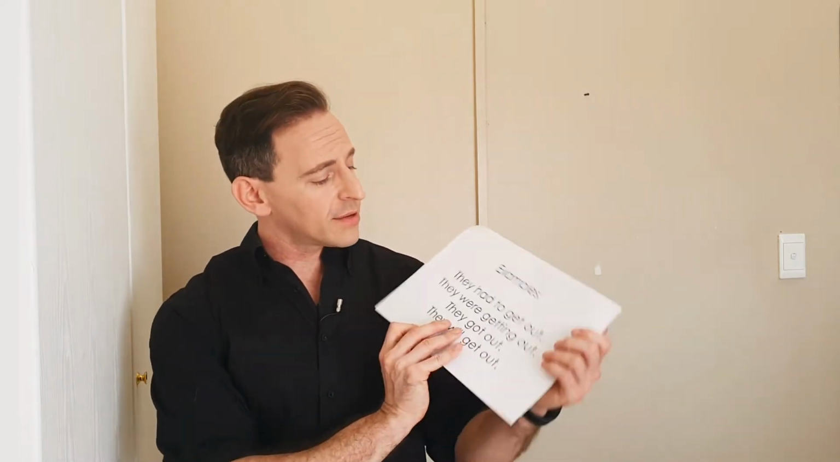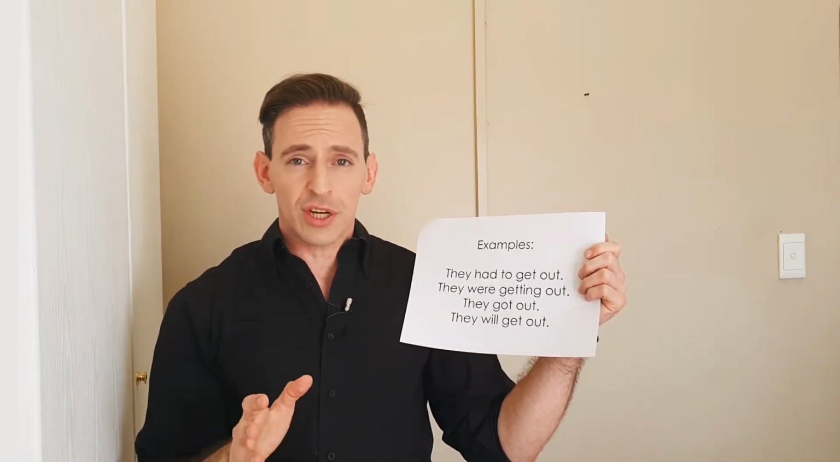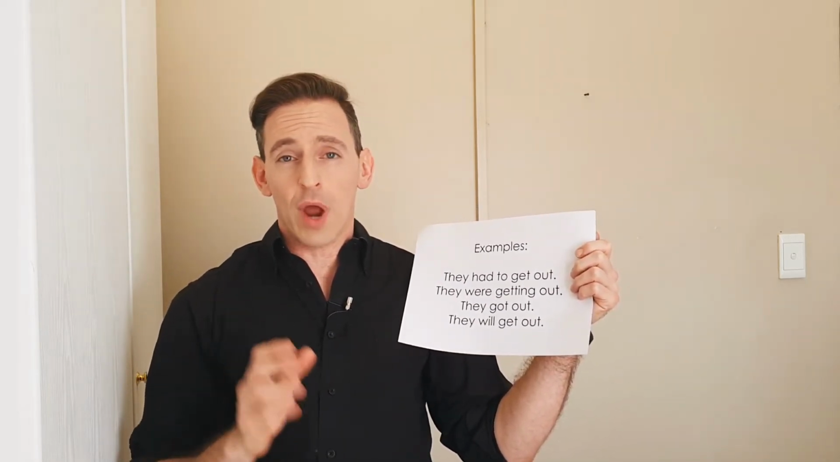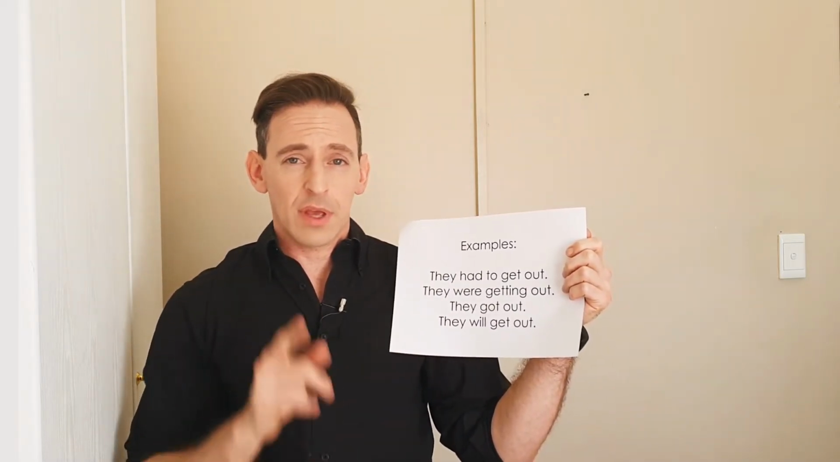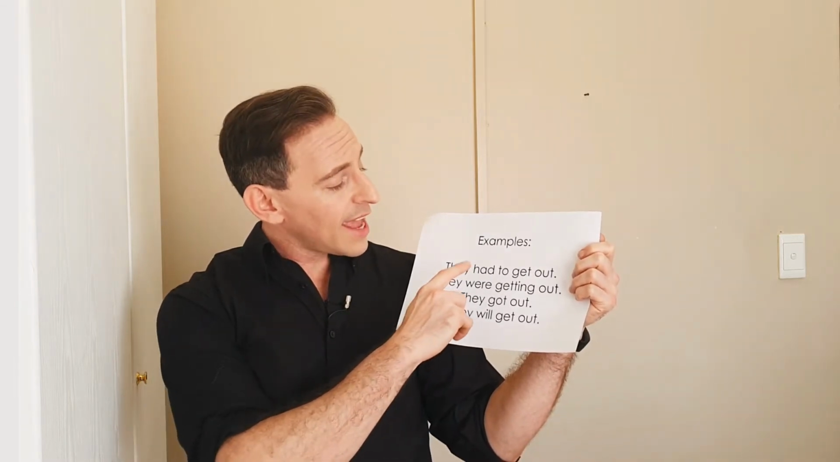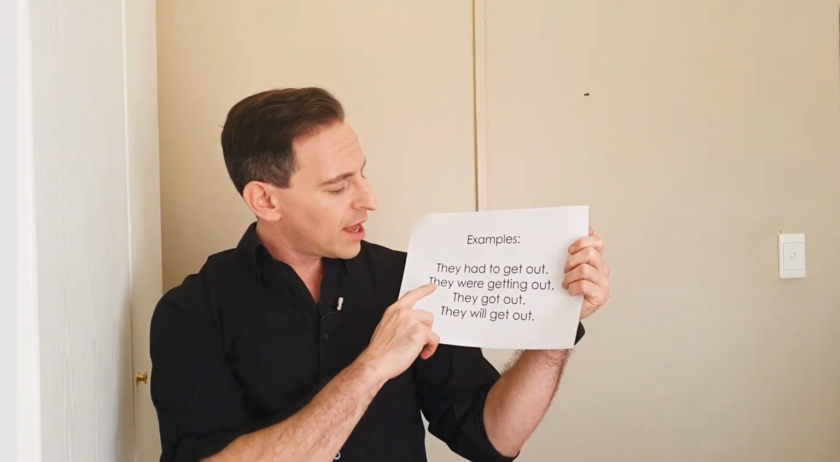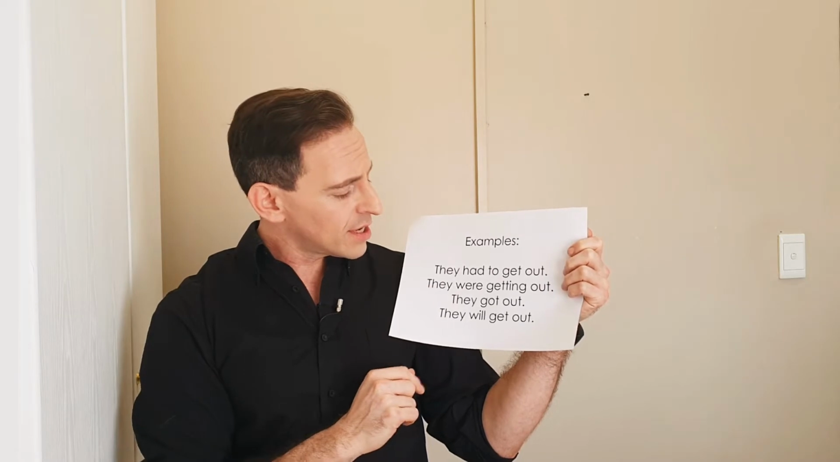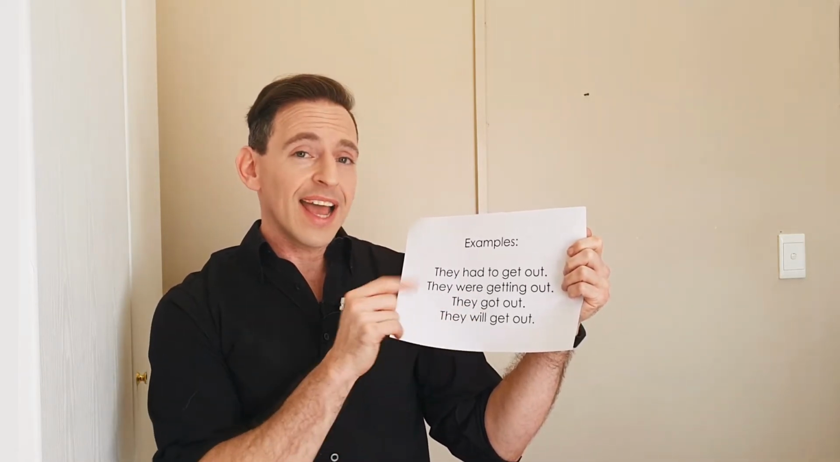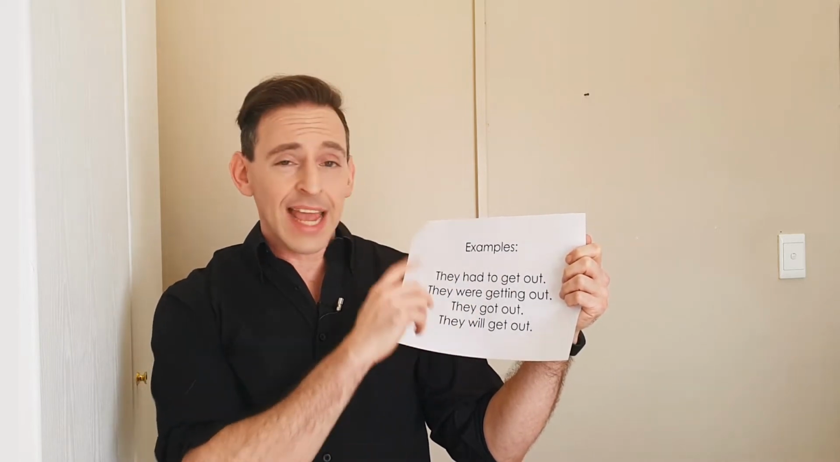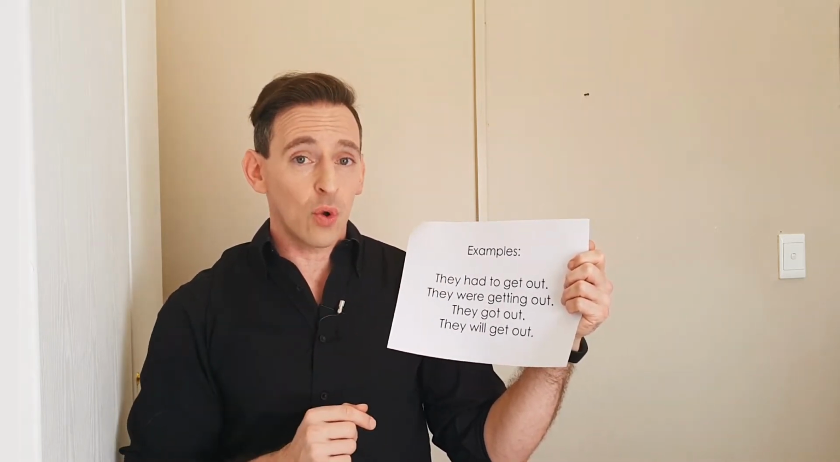Before we get onto some, we also must realize phrasal verbs function according to the same grammar rules as all other verbs. Past tense, present tense, future tense. We can say, they had to get out, they were getting out, they got out, or they will get out. The same grammar rules as all other verbs.